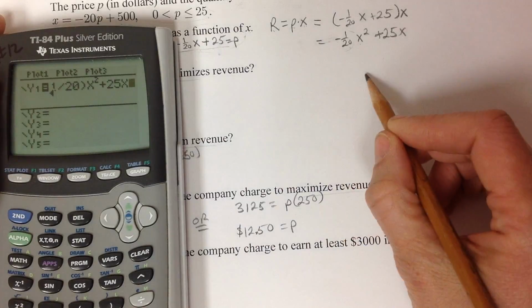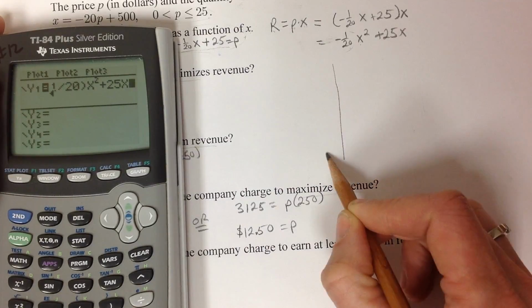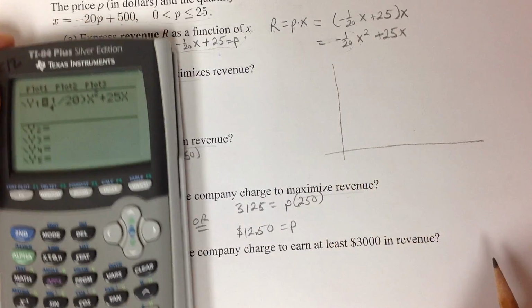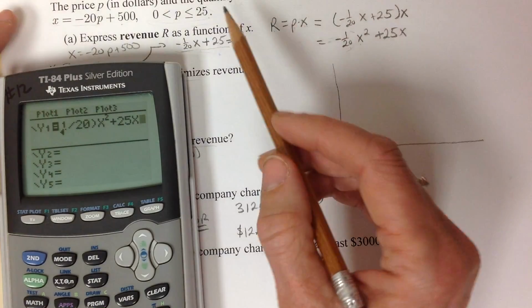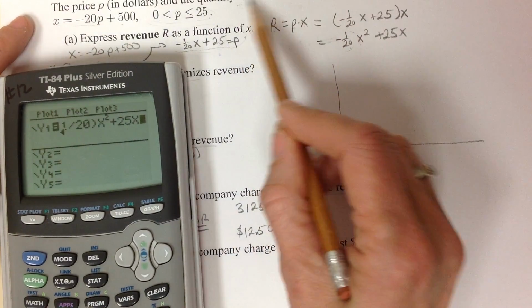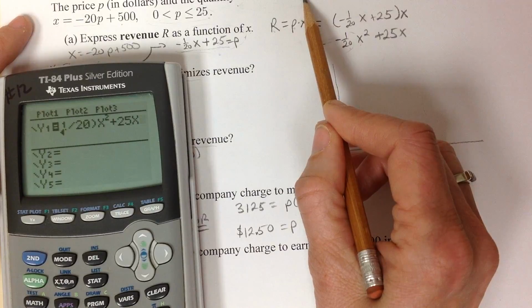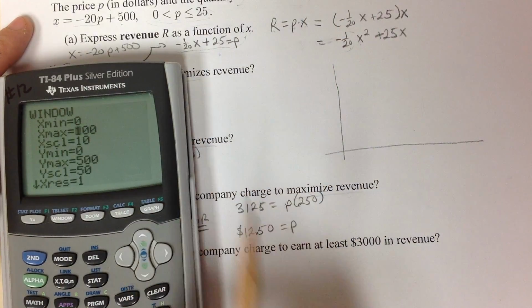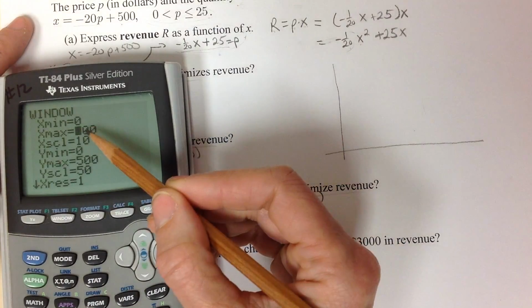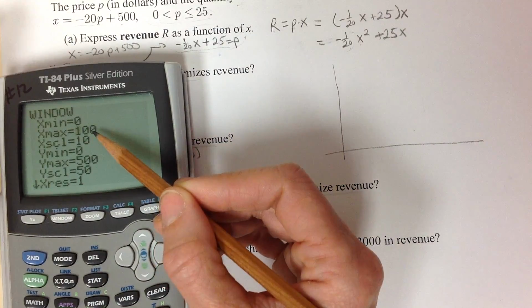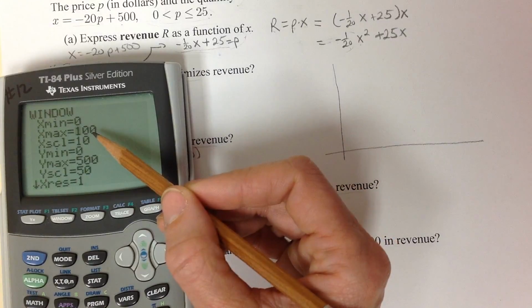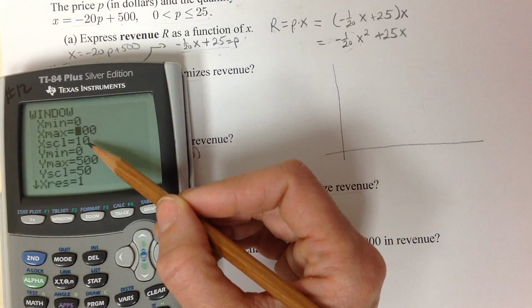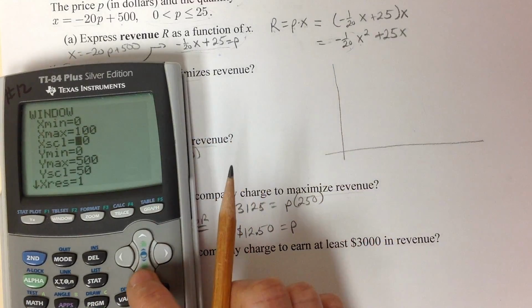Now, one of the issues with doing it graphically is we have to come up with a good window. We can use some things here to help us. So we're told that x is the number of things that we're selling. So we're certainly not going to sell negative amounts, so that's going to start at 0. I don't know how far to go out for my X max. This happened to have already been at 100. I can just leave it there for now. And so I'm going to use a scale of 10 for my X scale.